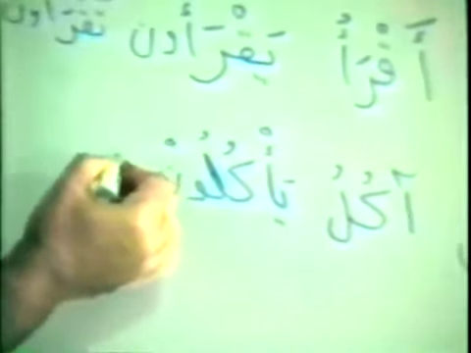Now, you eat, you plural, would be ta'kulun. You see the similarities here? This is taktubun, meaning you, plural, write. Taqra'un, you read. Ta'kulun, you eat. Do you see the similarity? Yaktubun, yaqra'un means they read. Ya'kulun means they eat. You can see the similarities here.